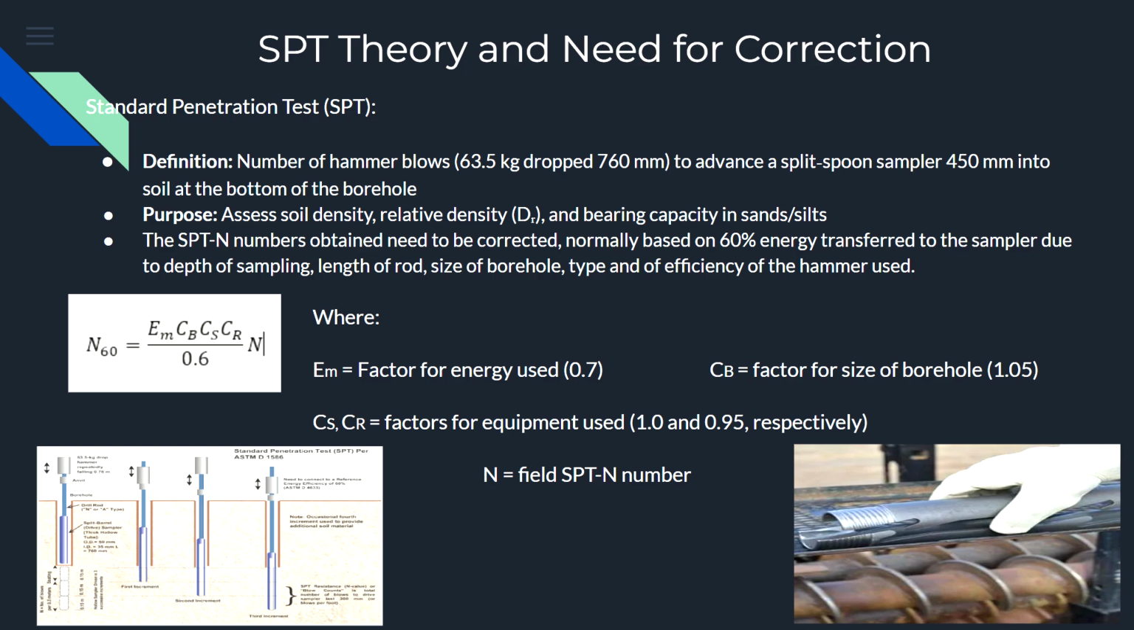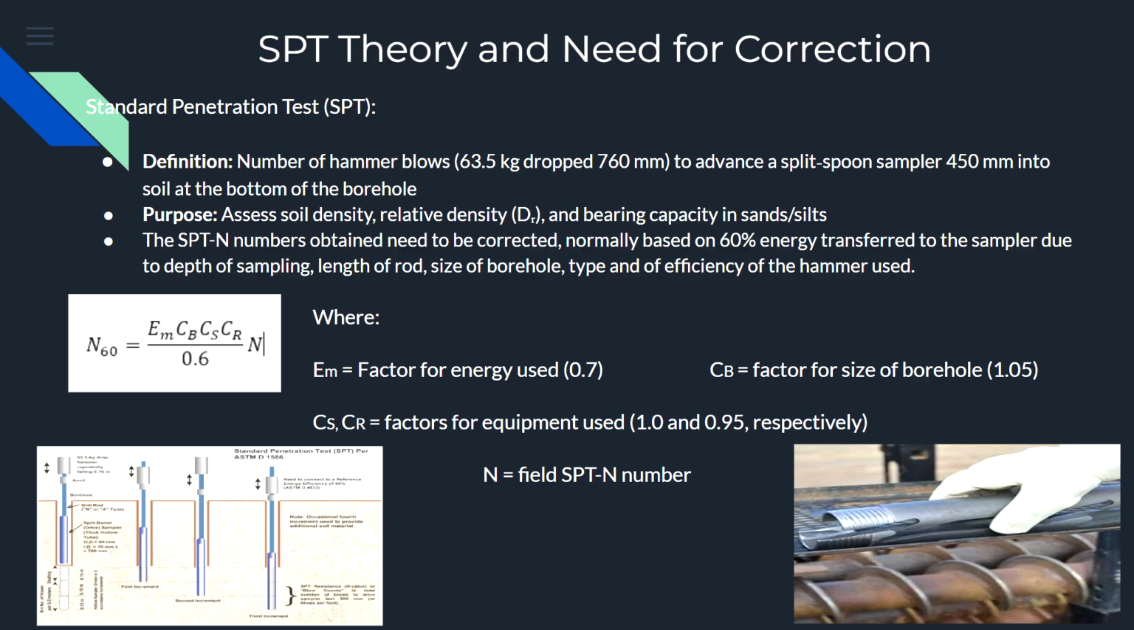So the results from the standard penetration test, which is the SPT numbers obtained, normally we have to correct based on 60% energy transferred to the sampler, due to various uncontrolled factors such as the depth of sampling, length of rod, size of borehole, height, and also efficiency of the hammer used.